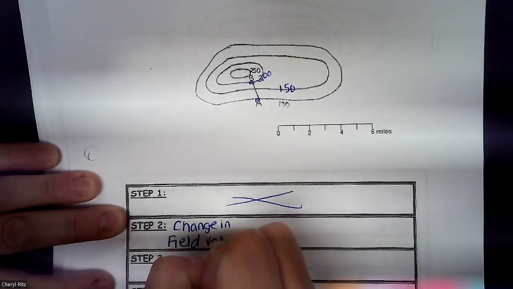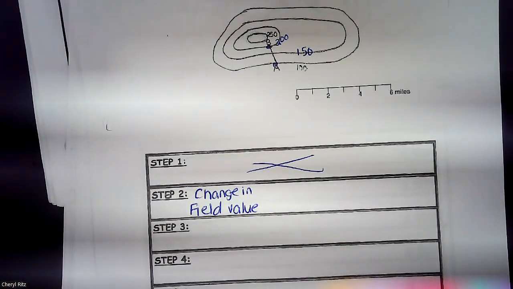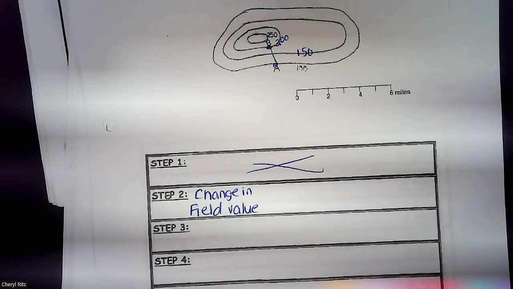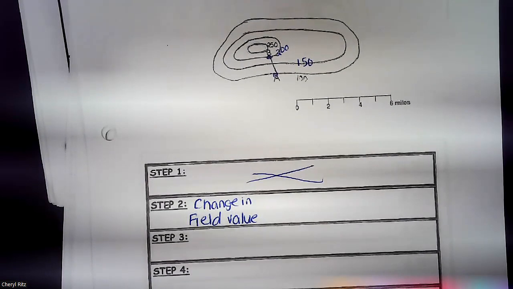How do we find the change in field value? Yeah, but how do we find change in field value? Go back to the directions that we did yesterday. What does it say we gotta do for step 2? Just subtract the 2. Always put the bigger one first.